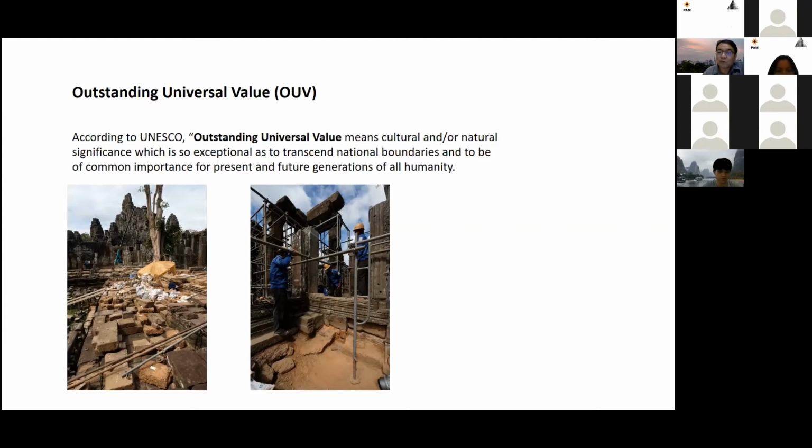Then with the OUV, you will give a lot of weightage to the building to be a significant heritage building. Okay.